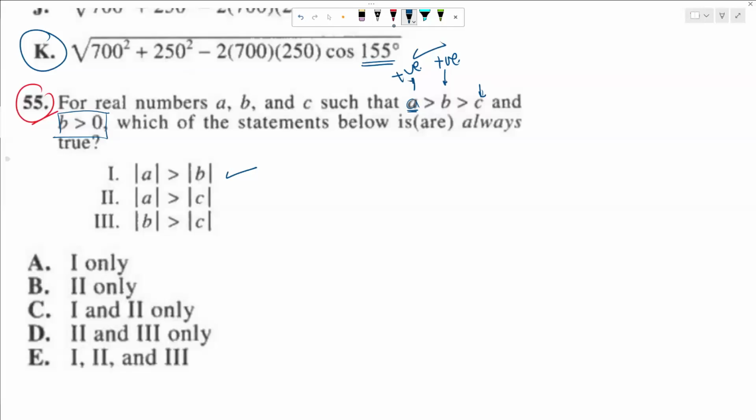Is absolute B bigger than absolute C? I'm also not sure about that. The only thing you're sure of is the first one. A has to be the only correct answer. Does that make sense?